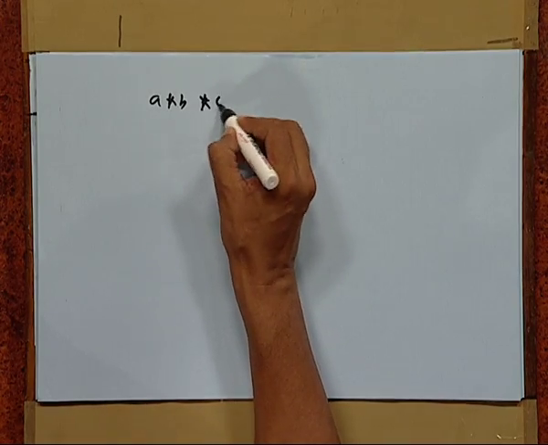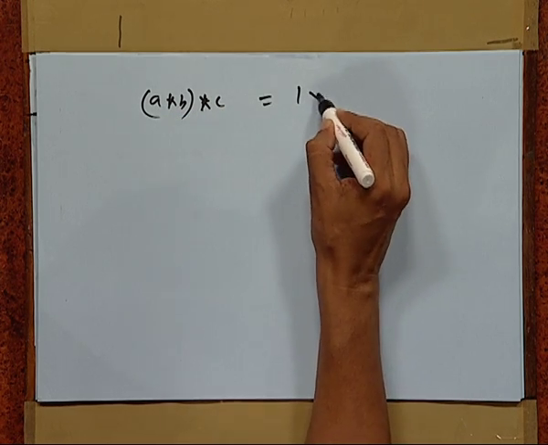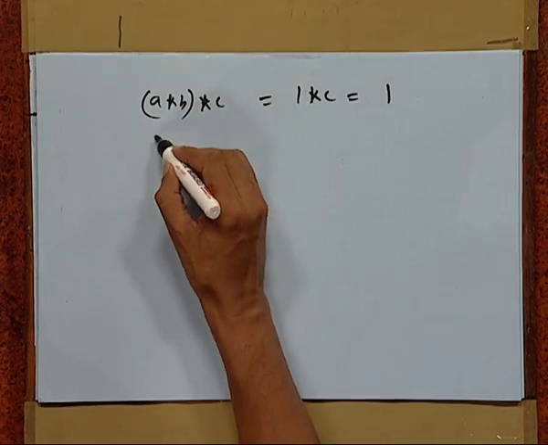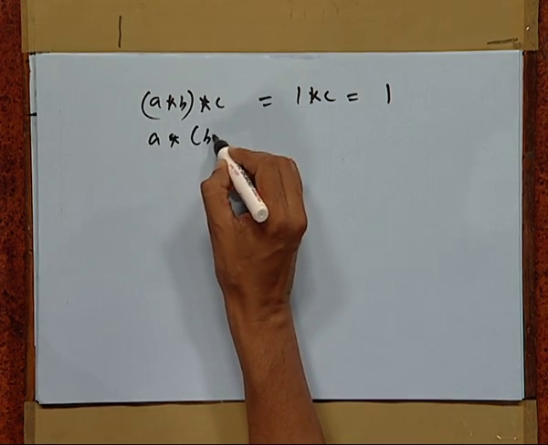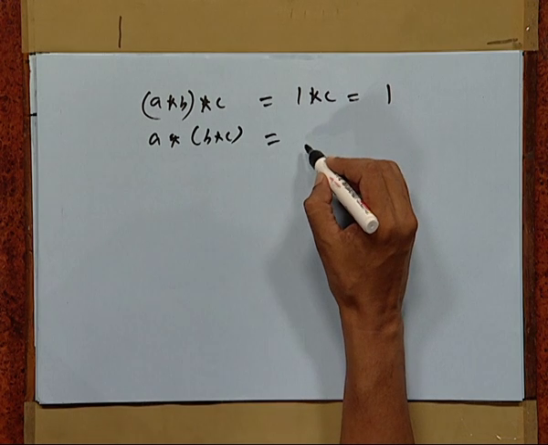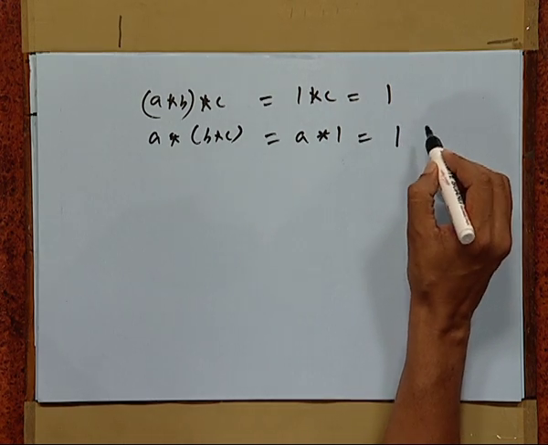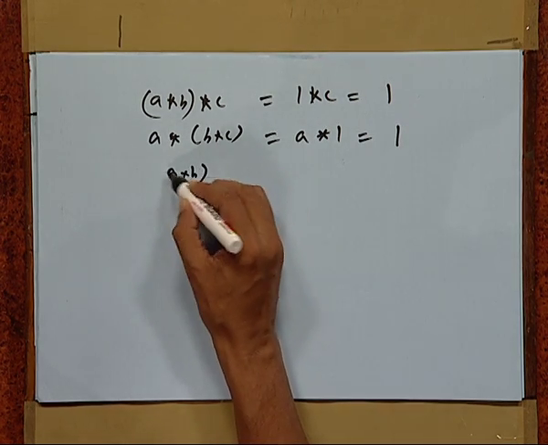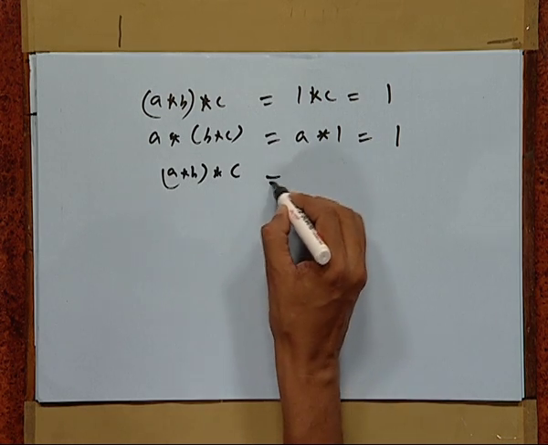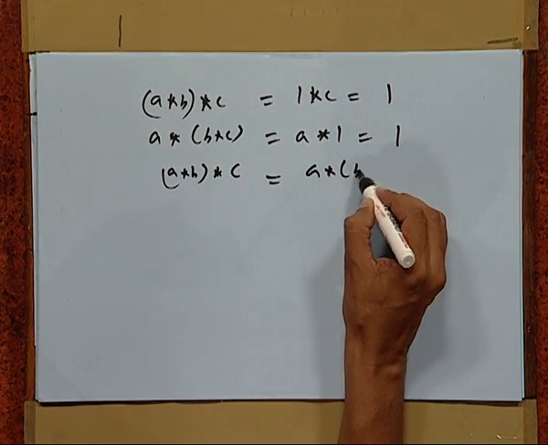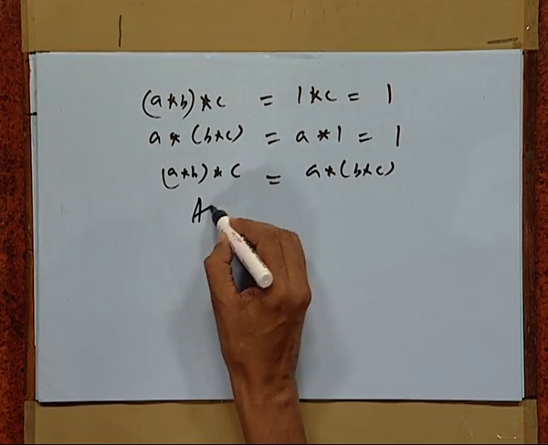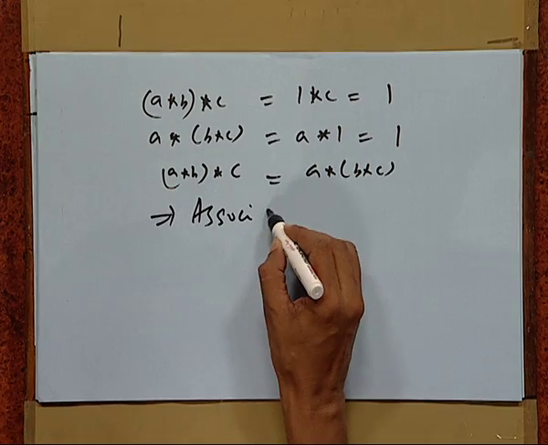To show that it is associative, let us take first (A star B) star C, that is 1 star C, that is 1, whereas A star (B star C) is equal to A star 1, that is again 1. Thus, we have seen that (A star B) star C is equal to A star (B star C). So, it is associative. This completes the first part.